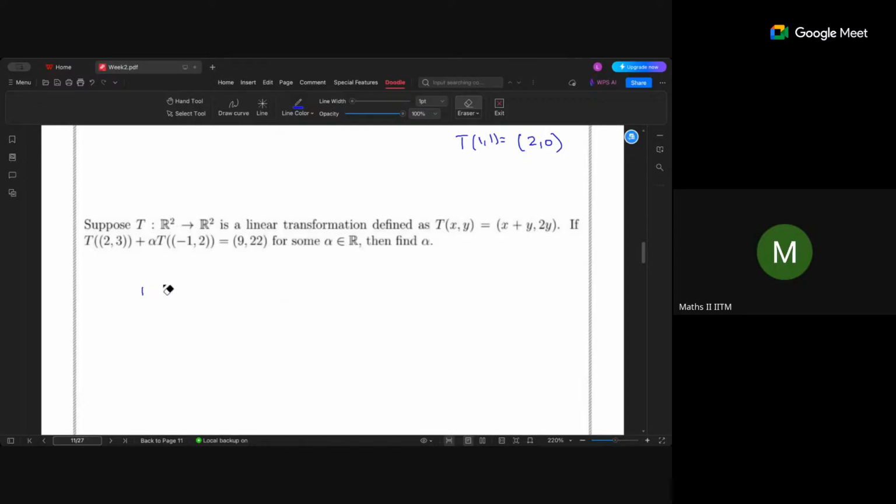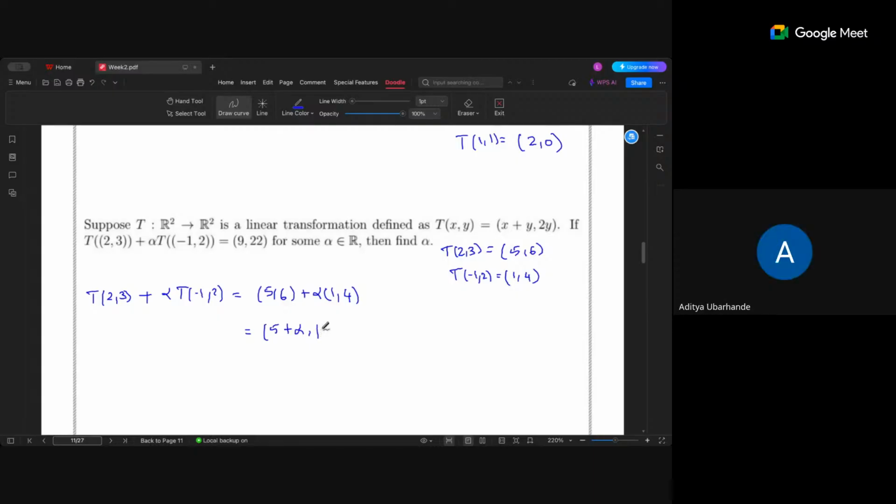What is T of (2, 3) first of all? According to this, what is T of (2, 3)? (5, 6). What is T of (minus 1, 2)? (1, 4). Now what is T of (2, 3) plus alpha times T of (minus 1, 2)? It is (5, 6) plus alpha times (1, 4). So it is (5 plus alpha, 6 plus 4 alpha), which is given to us as (9, 22). So 5 plus alpha is equal to 9. Alpha is 4. So from the first equation, we got alpha equal to 4. Let's verify from the second equation. If alpha is 4, 4 fours are 16, so you see that this is satisfied. So alpha equal to 4 is the correct answer.